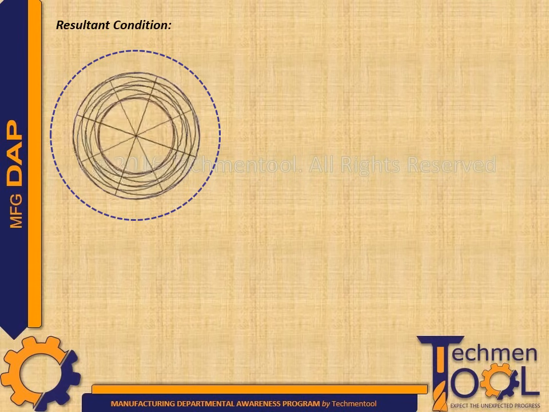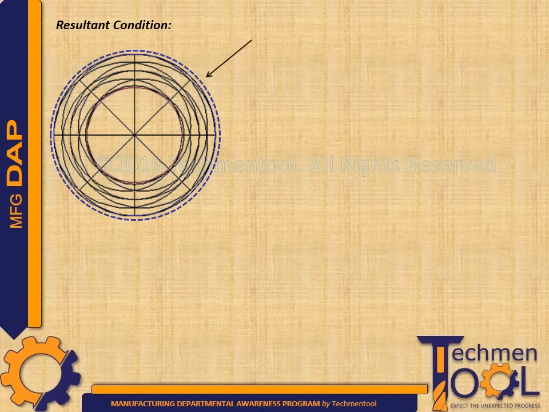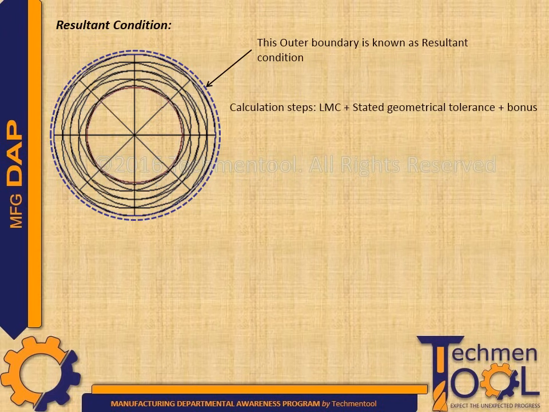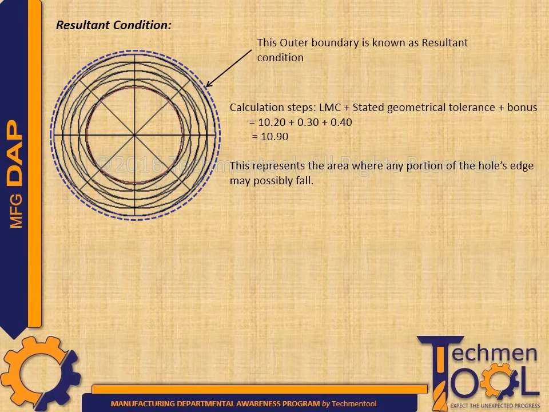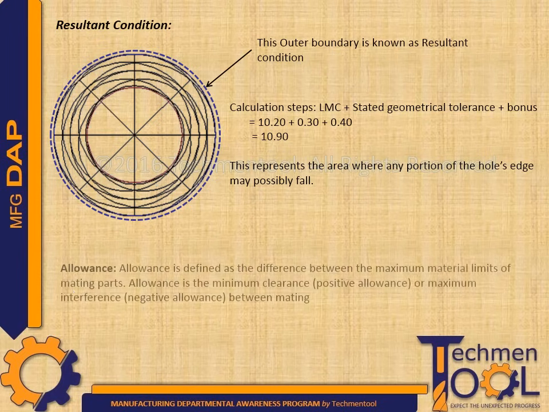Resultant condition. This is similar to virtual condition but considers the least material condition of the feature, that is, least material condition plus stated geometrical tolerance plus bonus, which equals 10.2 plus 0.3 plus 0.4, that is equal to 10.9. This represents the area where any portion of the hole's edge may possibly fall.